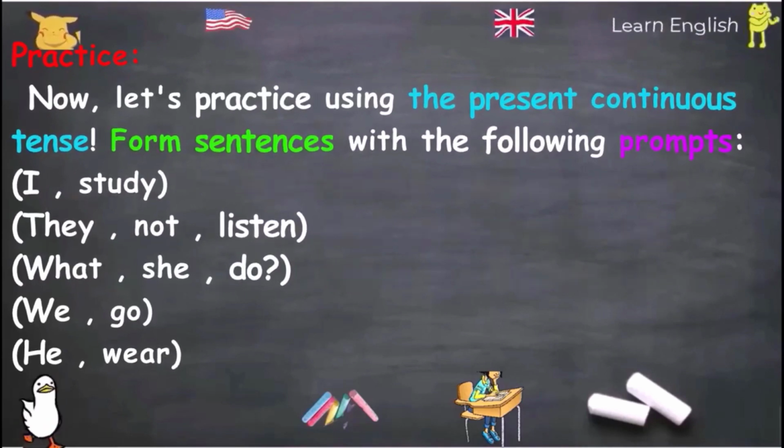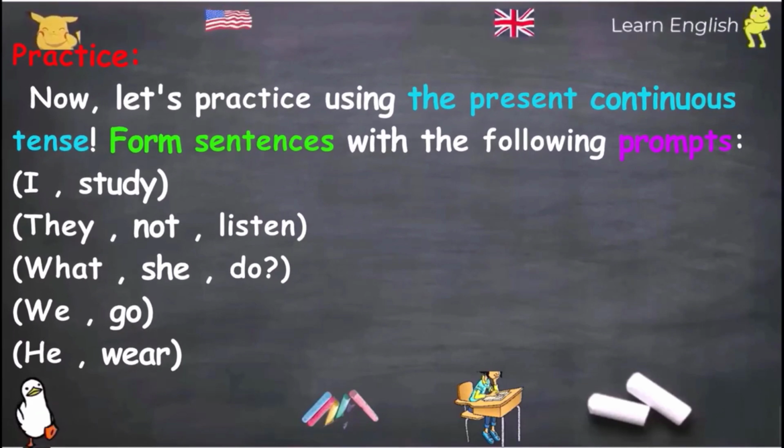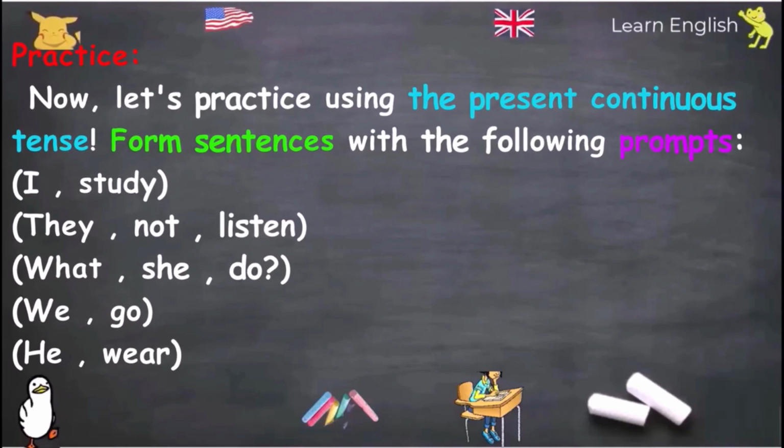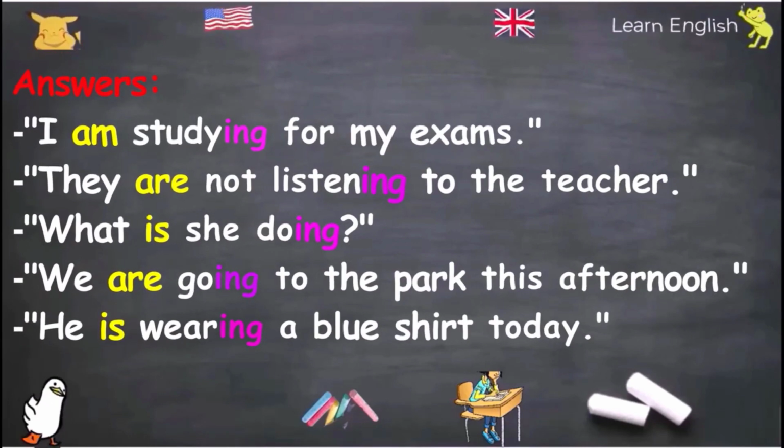Practice. Now, let's practice using the present continuous tense. Form sentences with the following prompts. I, study. They, not, listen. What, she, do. We, go. He, where. Answers: I am studying for my exams.